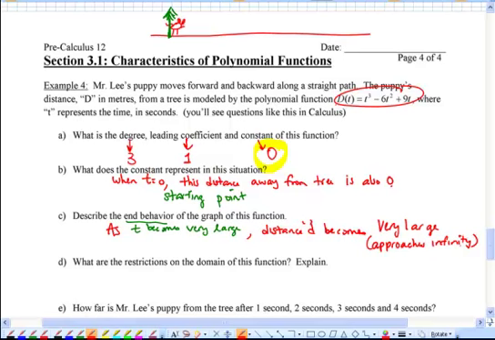Now, if you're curious about restrictions on the domain of this function, what do you think the restrictions are on the values of t?